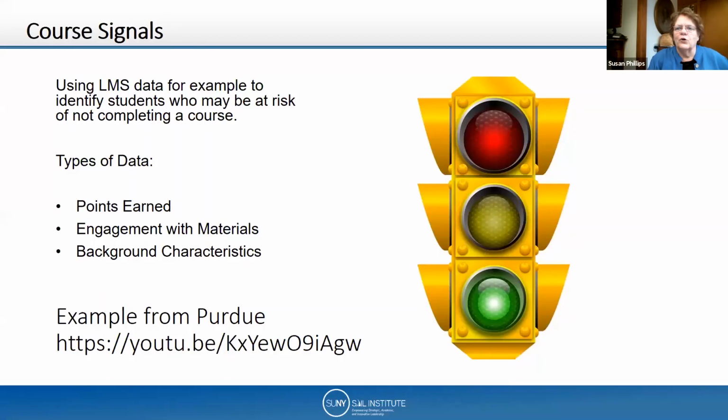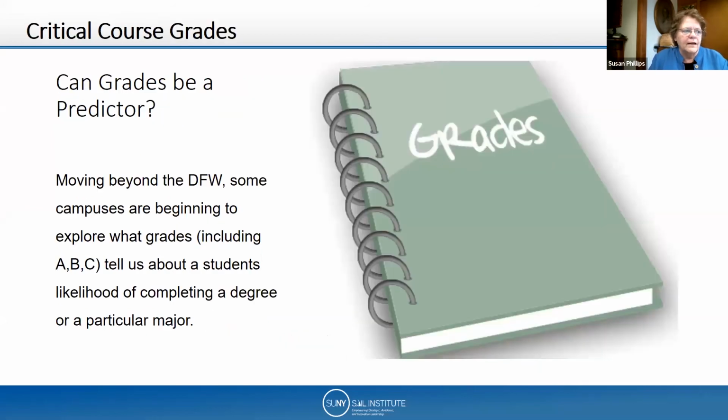Some other examples are course signals. Jason, this is the next one. Learning from the learning management system about who might be at risk, what credits they earn, do they engage with materials? There are some examples about that. Or even looking, the next slide, at critical course grades. Can grades be a predictor? This is particularly helpful if you're trying to disaggregate, to think about who is it that's getting a C? What distinguishes them from the people who are getting an A?